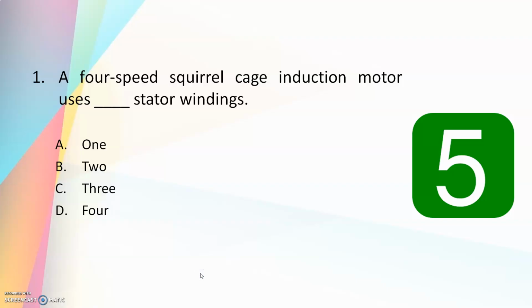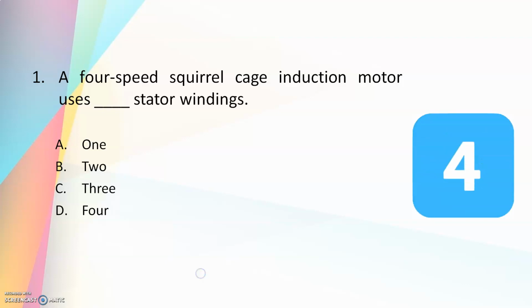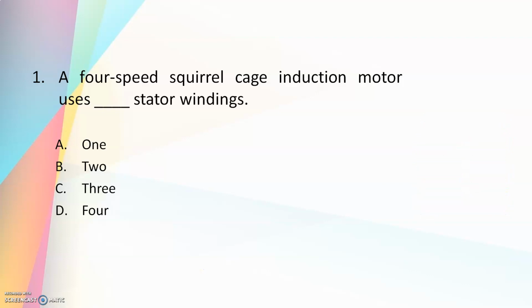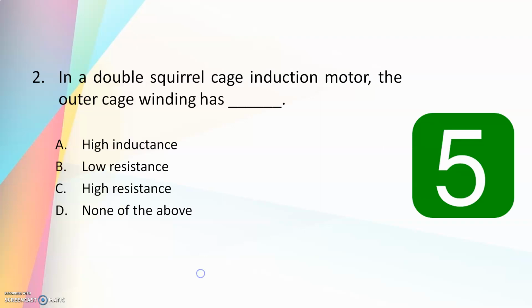A 4-speed squirrel cage induction motor uses dash stator windings: 1, 2, 3, 4. And the answer is 2. So a double cage induction motor is able to produce 4 speed settings.